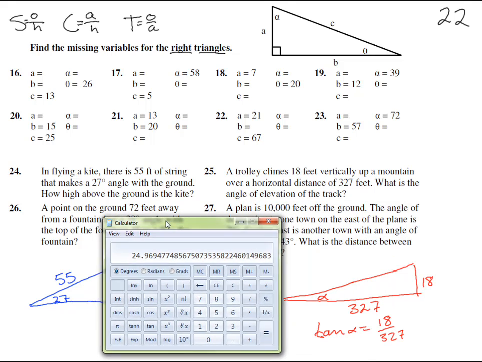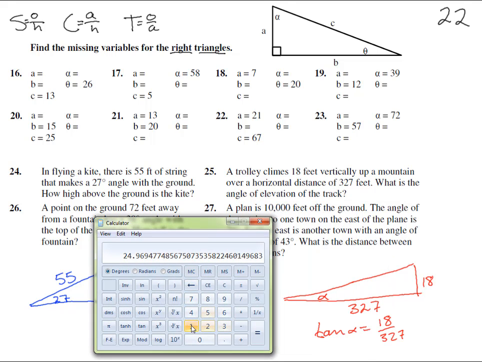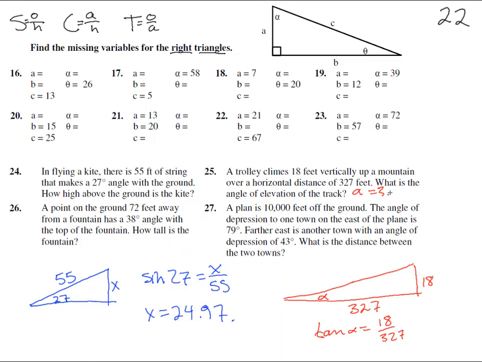Let's put that one right there, and we get 18 divided by 327. Now we do the inverse tangent of that, and we get 3.15. So the alpha is 3.15 degrees angle of elevation. Not too bad there. All right, let's get rid of those.